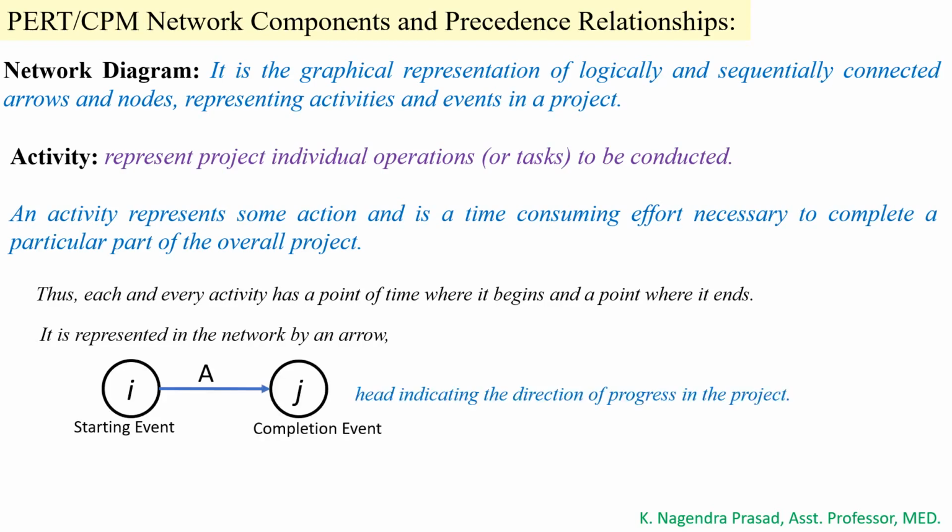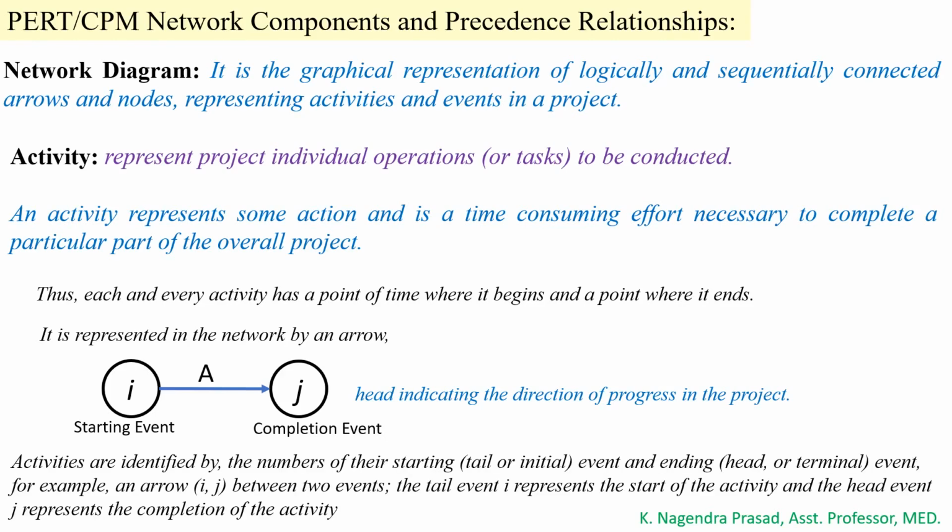Let's see the diagram. Here the arrow indicates the activity A, and also observe that the arrow head indicates the direction of progress in the project. Moreover, activities are identified by the numbers of their starting event and end event. In the above example, we observe that the activity A, that is the arrow, is between two events, I and J, where I represents the start of the activity, that is the tail event, and J represents the end of the activity, that is the head event.